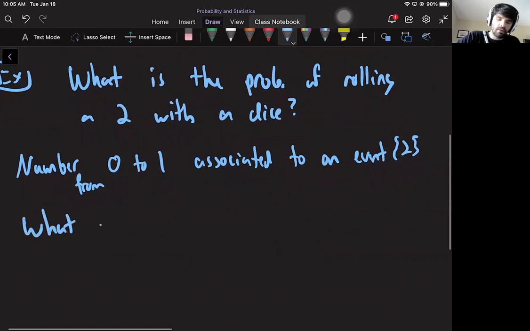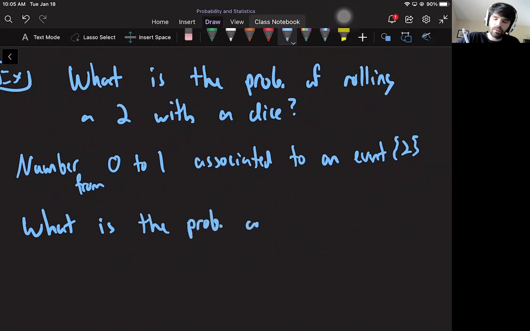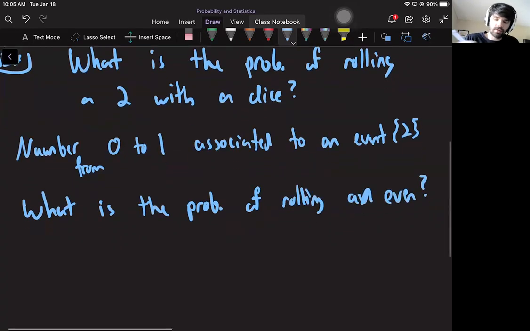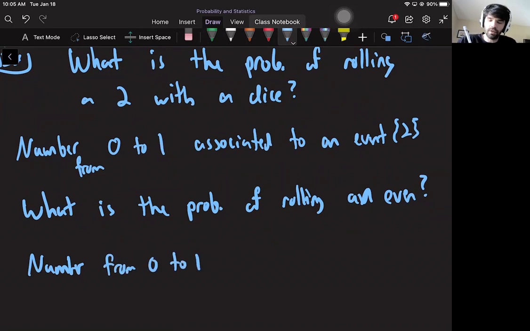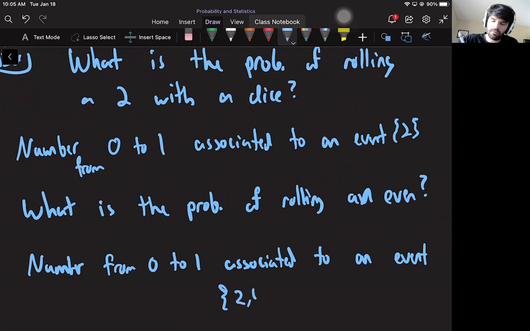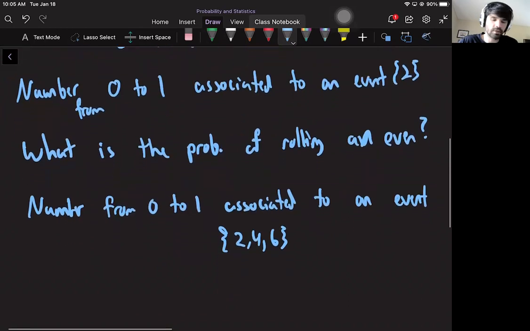So then later, you learn questions like this. What is the probability of rolling an even number? And again, the answer is really just a number from 0 to 1, and it's being associated in our language to an event. And this time the event has some more stuff in it. So it'll have a 2, a 4, and a 6 in it, because those are the even numbers. Those are the even outcomes of the experiment.